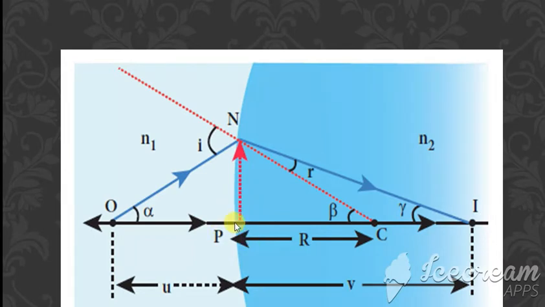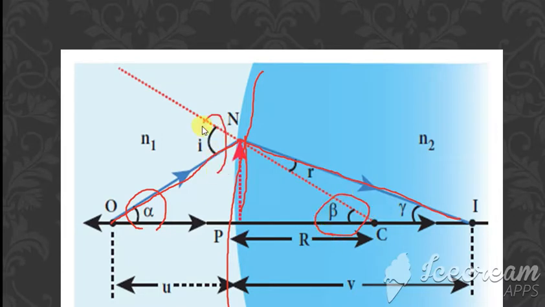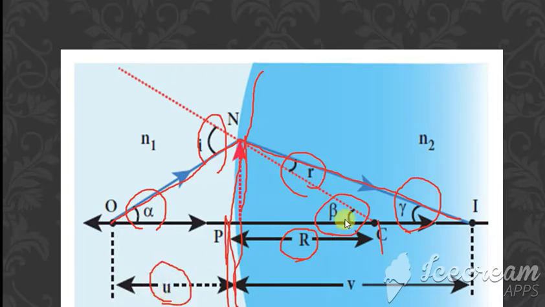So we are considering this to be the spherical surface. Here is a normal, and this is the angle of incidence, and this is the refraction. The main things are the angles alpha, beta, the angles i and r, and here we have the angle gamma. The distance between the pole and the center of curvature is the radius of curvature R. This is the object distance u, and from the pole this is the image which is formed, so we are considering the image to be at v.